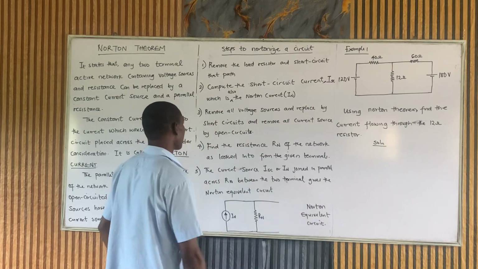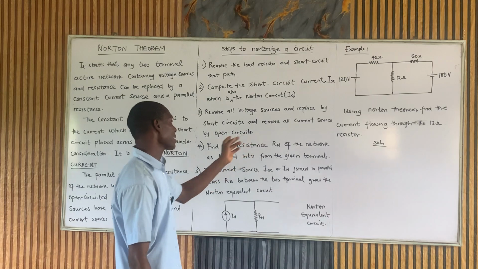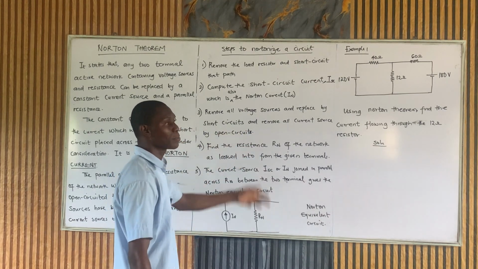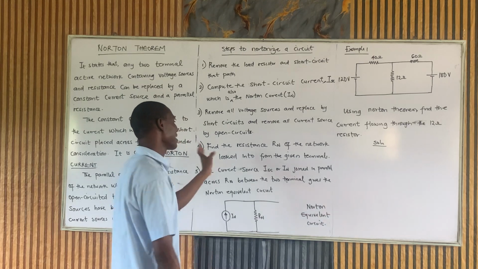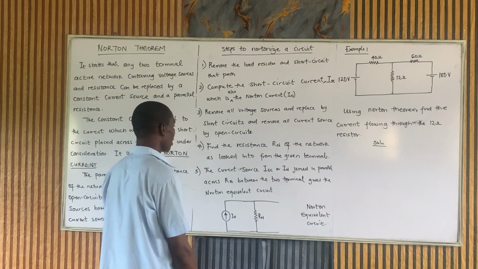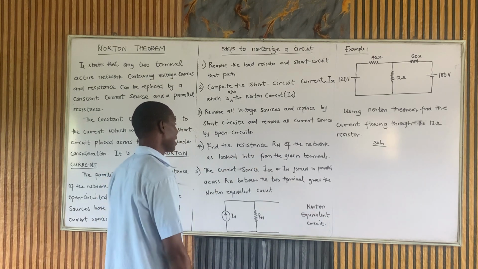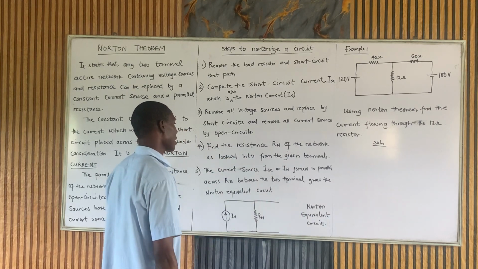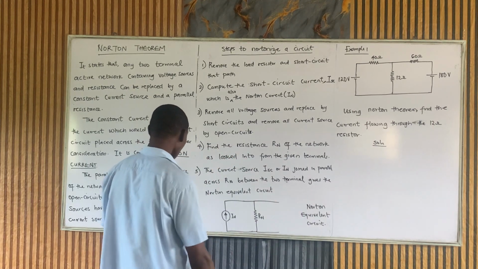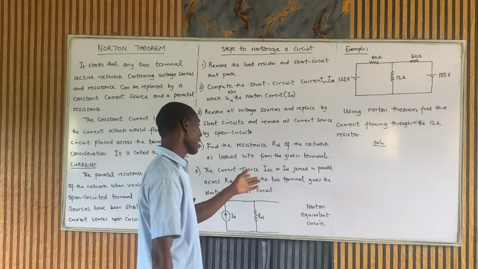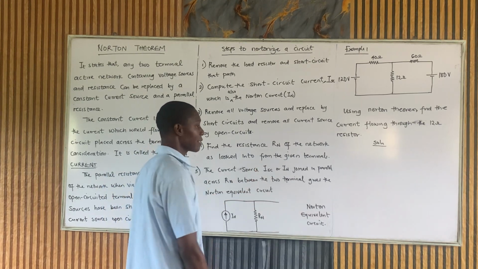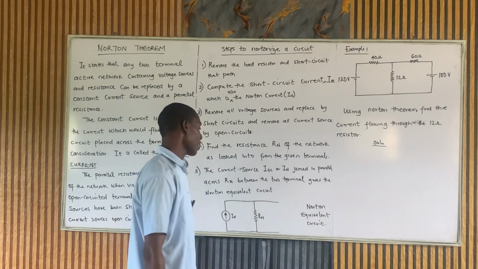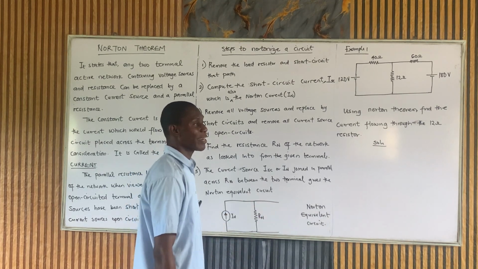Then remove all voltage sources and replace them by short circuits, and replace all current sources by open circuits. Find the resistance Rn of the network as looked into from the given terminal, exactly the way we do our Thevenin resistance. Then the current source ISC or IN is put in parallel with the Norton resistance, and this is what we call the Norton equivalent circuit.